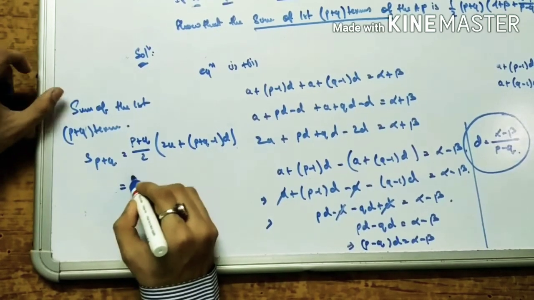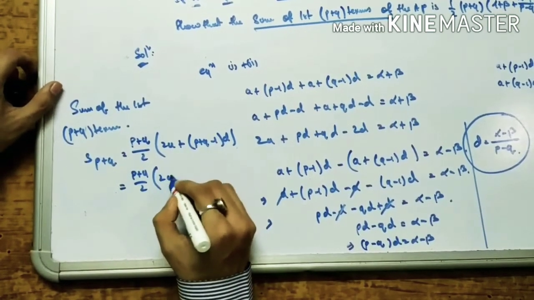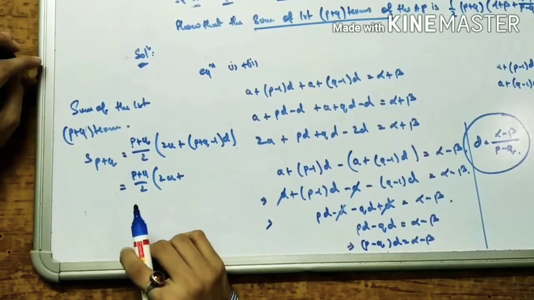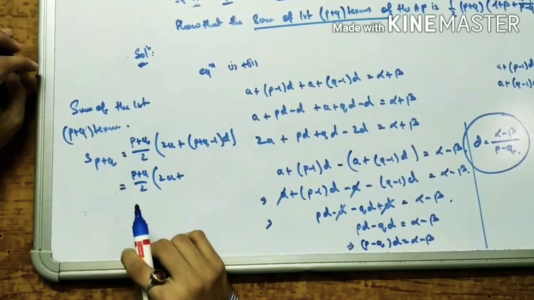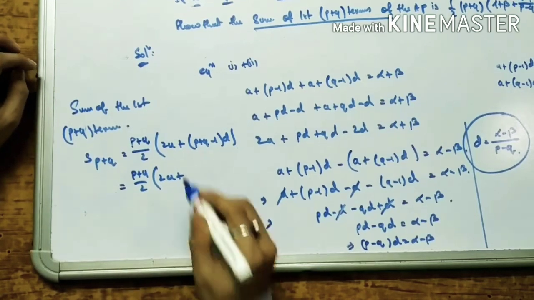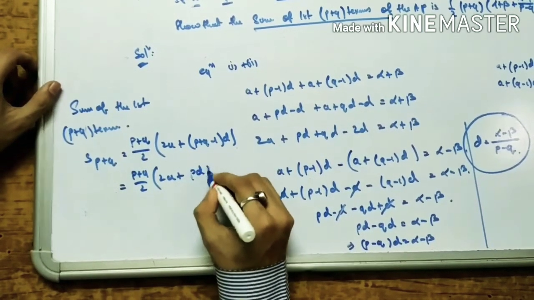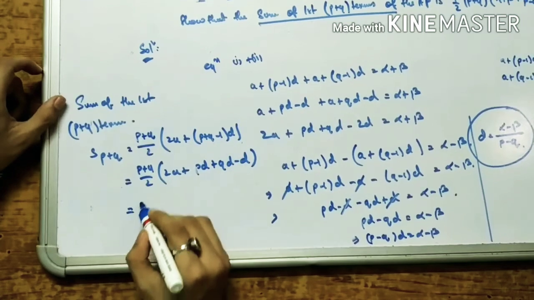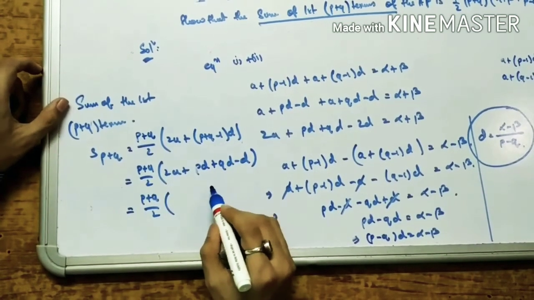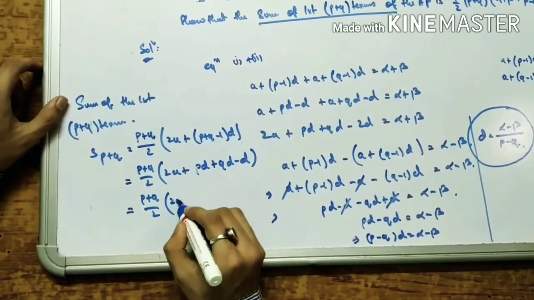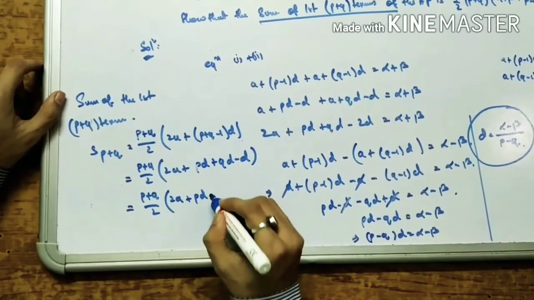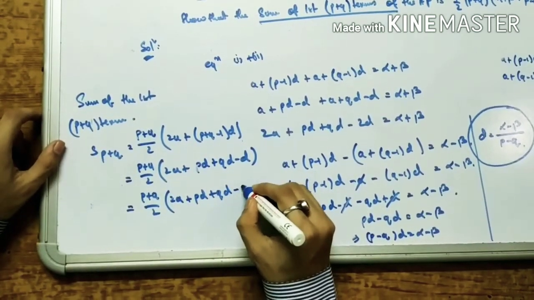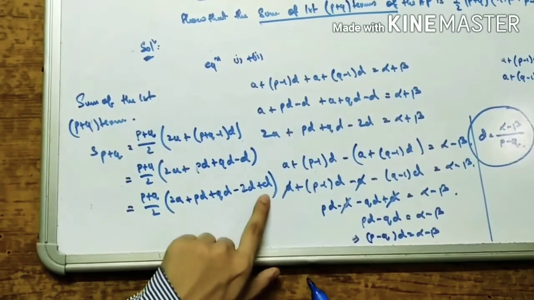So this is equal to, this one I will keep the same, (P plus Q) by 2 times twice A plus, one thing here, twice A plus, okay, so D, if I multiply it, I will get PD plus QD minus D. Yes, twice A plus PD plus QD minus D. Now what I will do, (P plus Q) by 2, so this one you see, twice A, look very carefully, twice A plus PD plus QD minus D. How can I write it? Minus 2D plus D, like that I can write, minus 2D plus D.